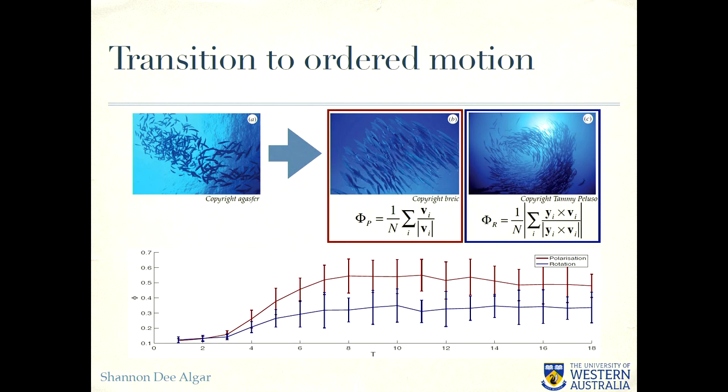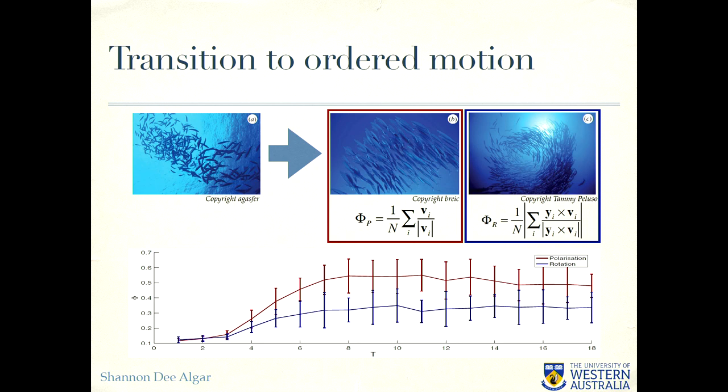So finally, we can look at how that forward foresight changes the polarization and the rotational order. This is how far we look into the future on the x-axis there. And as we look further, we see a definite transition into a higher ordered state. We've moved from a swarm or a shoal into a school, into something that's a bit more biologically plausible and is a bit more similar to something that we'd see in nature. So increases in both rotation and polarization.